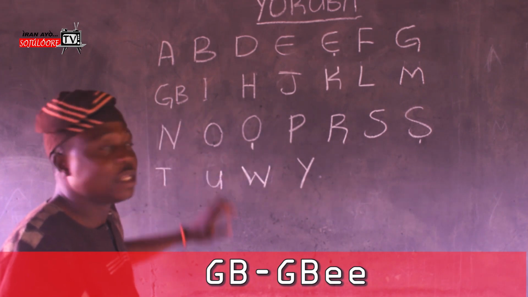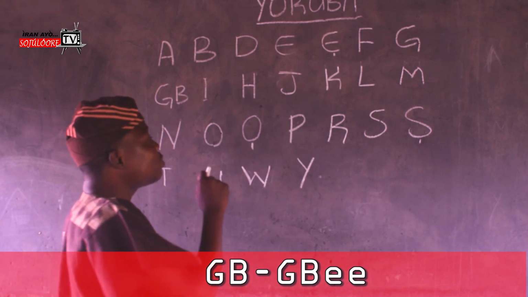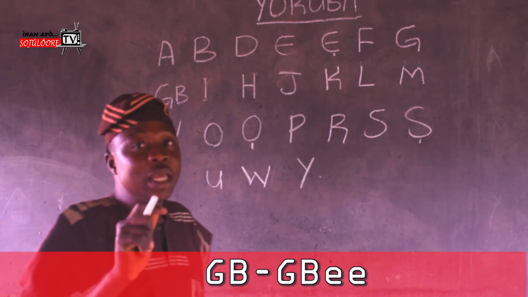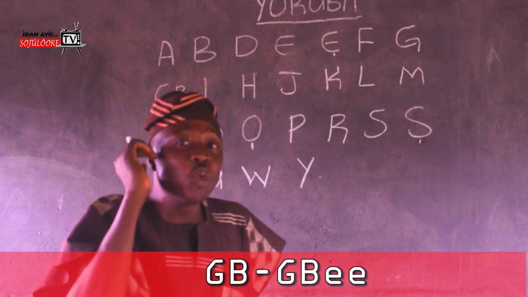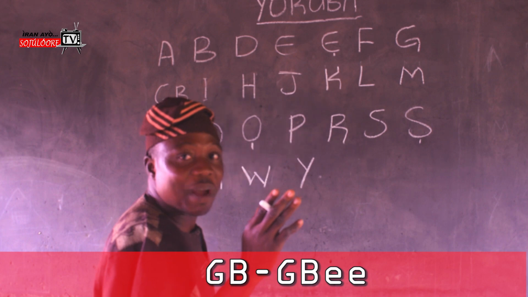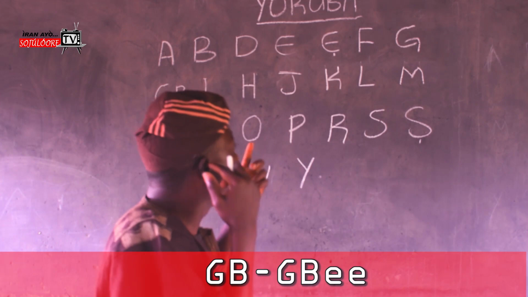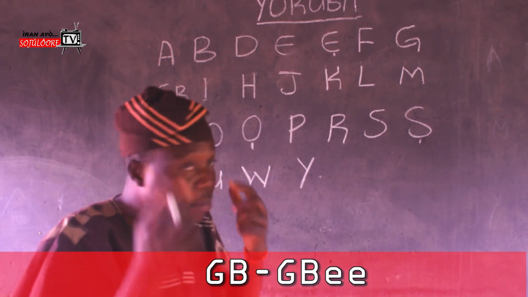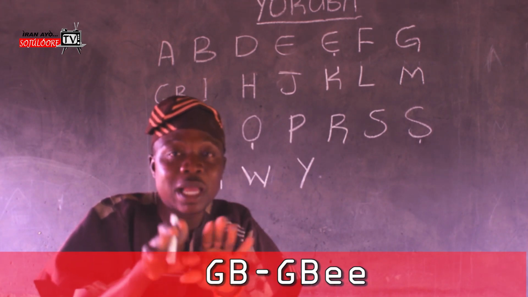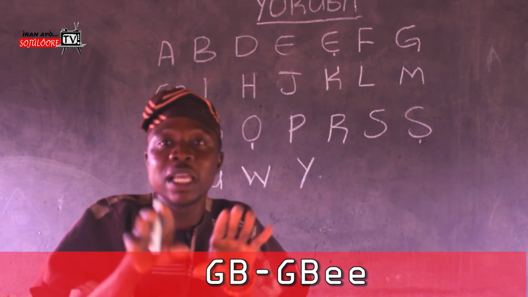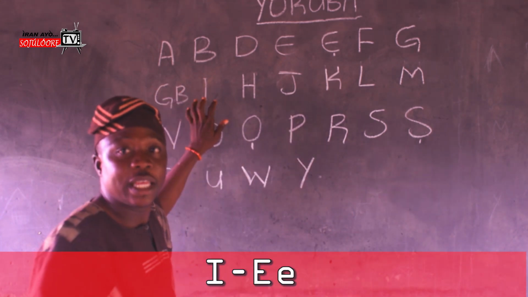The next one we have is Gb. Let's try to analyze this Gb. This Gb contains two alphabets. Why? When you pronounce Gb and check how it sounds vividly, you will discover that in this same alphabet we have two sounds. As you pronounce it, you can hear G and B. The combination of G and B gave us this Gb.